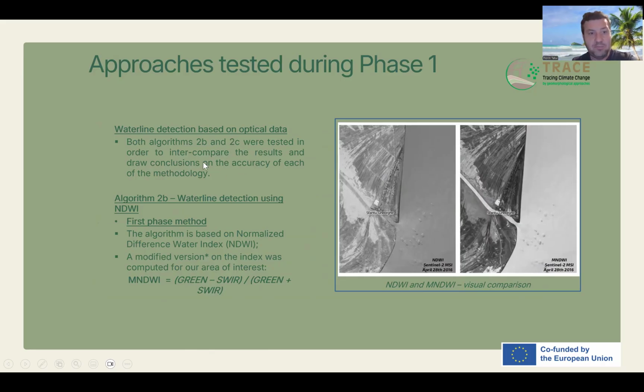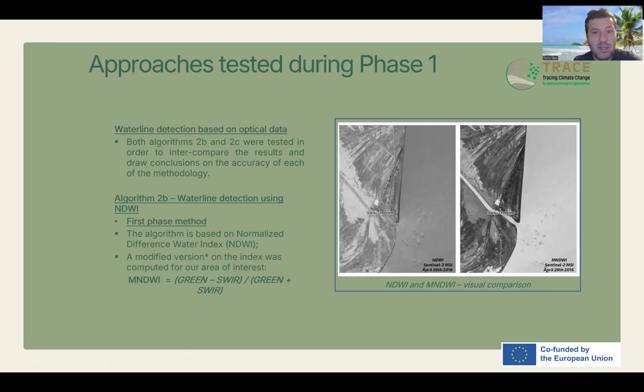The first algorithm was the waterline detection based on optical data, and here we have an example using the normalized difference water index. I told you basically we want to track this difference between water and land using these two NDWI and MNDWI indices. You can see that there is not a very clear difference, so sometimes we can have some errors.